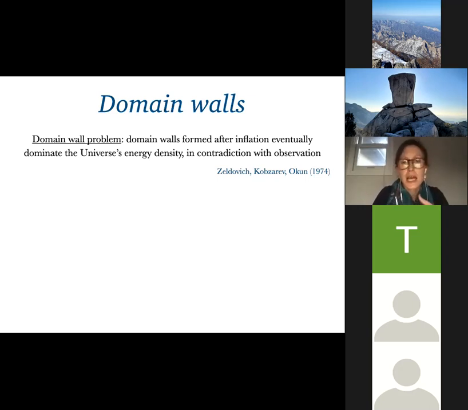Now, the existence of domain walls has traditionally been considered a fatal problem in theories with spontaneously broken discrete symmetries. And that's because this class of topological defects can be formed in the early universe after reheating takes place. If that happens, because the energy density in domain walls redshifts more slowly than matter or radiation, then domain walls end up dominating the universe's energy density. And this leads to a subsequent evolution that is incompatible with observation.